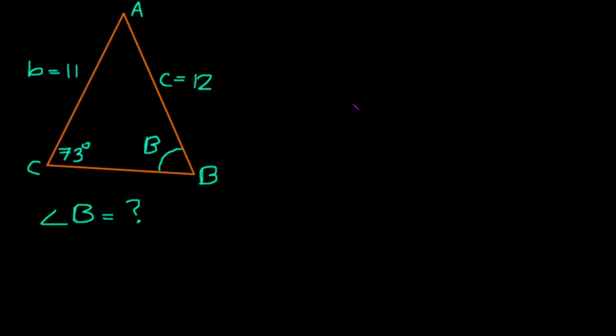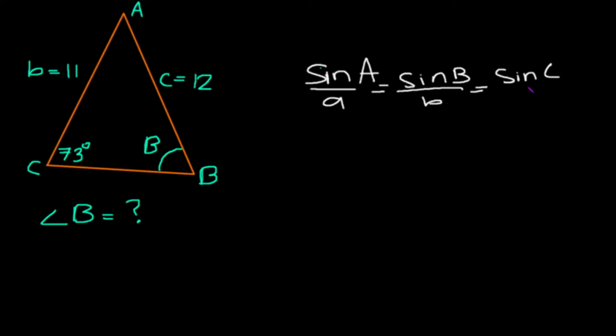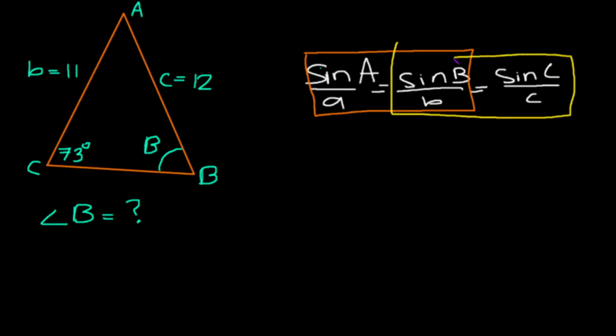Alright, the sine law says that the sine of A over A is equal to the sine of B over B and is equal to the sine of C over C. You might be wondering, when would you ever use an equation that has two equal signs in the equation? Well, technically you would only use two out of these three, so you'd only use either sine A and sine B, or sine B and sine C, or you can use sine A and sine C.